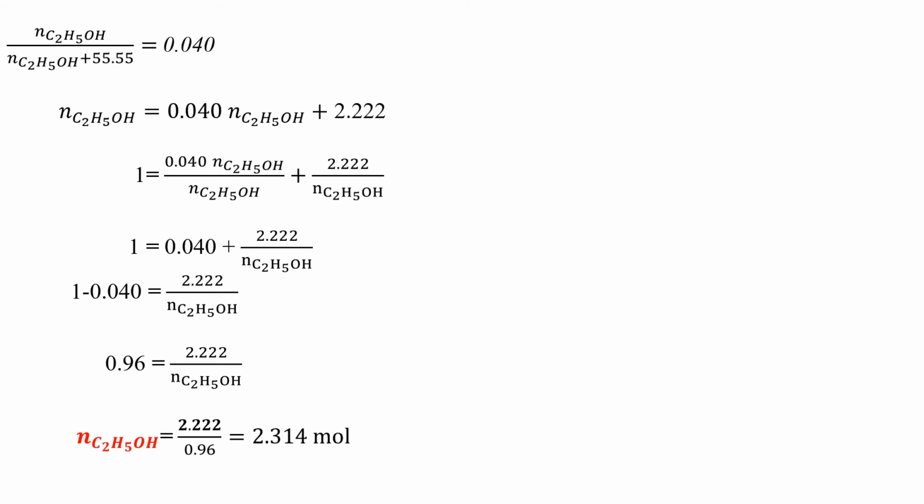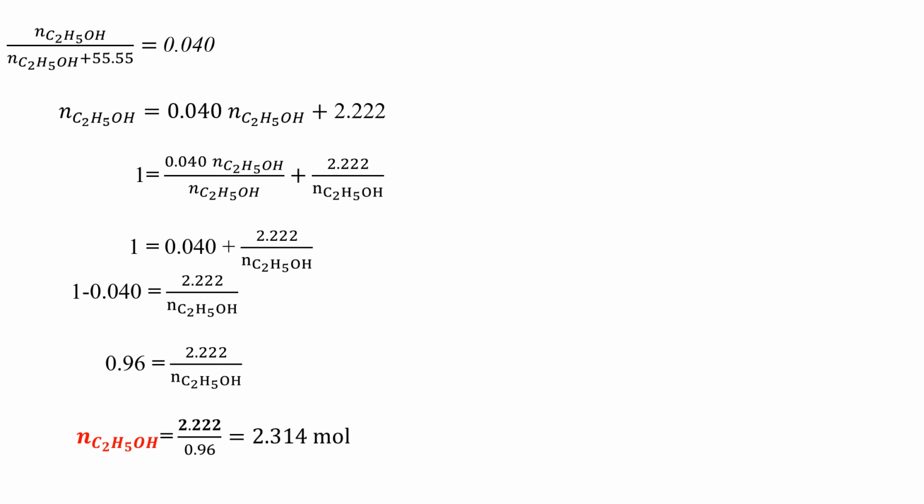In the next step, I took the number of moles of ethanol term from the left hand side to the denominator of the two terms on the right hand side. So that becomes 1 is equal to 0.040 into number of moles of ethanol divided by number of moles of ethanol, plus 2.222 divided by number of moles of ethanol. On canceling similar terms in the numerator and the denominator, the equation becomes 1 equal to 0.040 plus 2.222 divided by number of moles of ethanol.